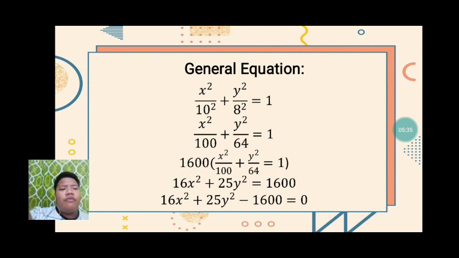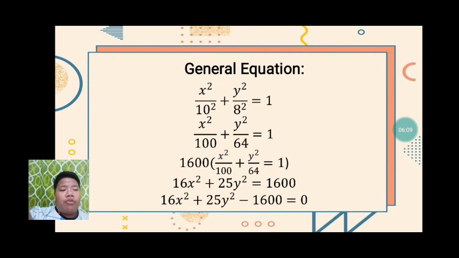x squared over 10 squared plus y squared over 8 squared is equal to 1. Just simplify. x squared over 10 squared, which is 100, plus y squared over 8 squared, which is 64, is equal to 1. At this moment, we will just think of their common product, and that is 1,600.